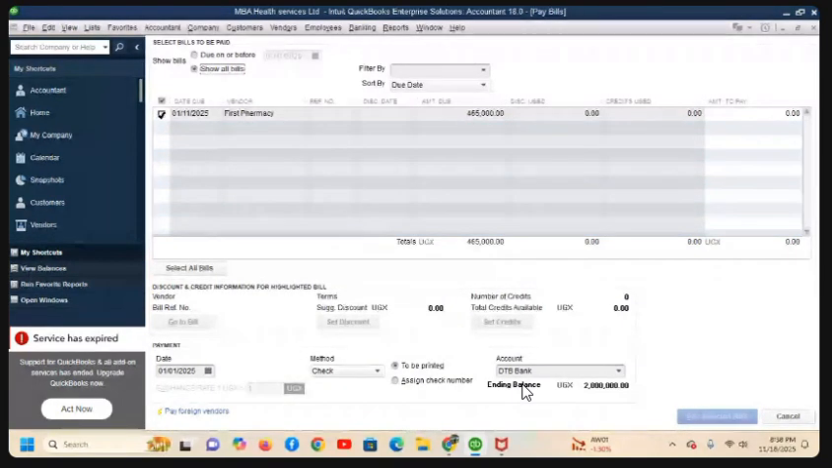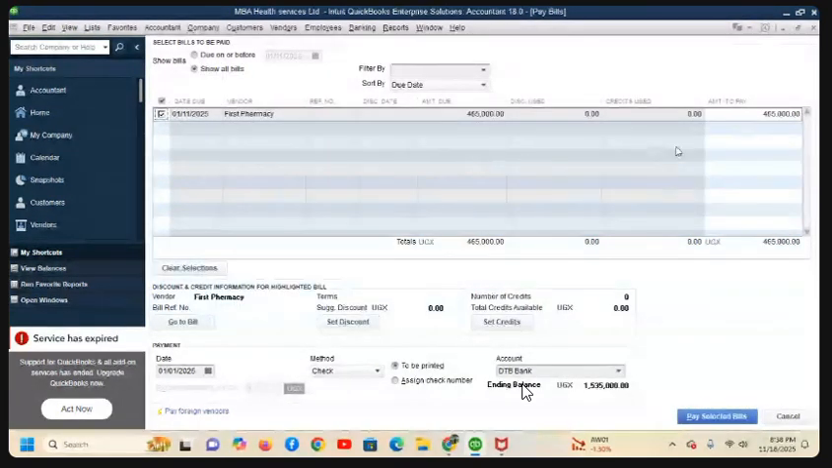What I do, I come and click here. The moment I click here, the system will show that you are paying the entire amount. But for us, we are not going to pay the entire amount to zero. We are going to pay only 400,000, so that the balance can remain. The balance becomes how much? 1,600.